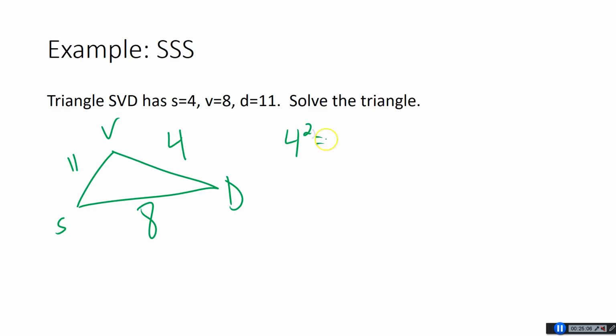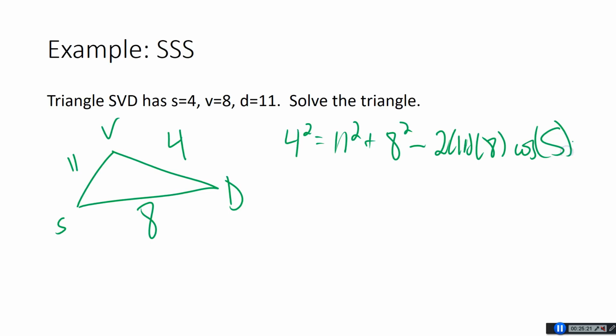So we have 4 squared equal to 11 squared plus 8 squared minus 2 times 11 times 8 times the cosine of, what is it? Do we say S? Okay, so we're going to solve for S. Now, people, when they see this, do make the same mistake all the time. So 4 squared is 16, right?